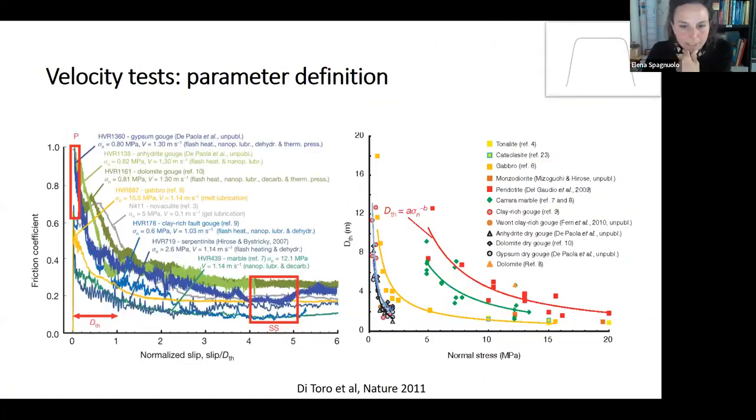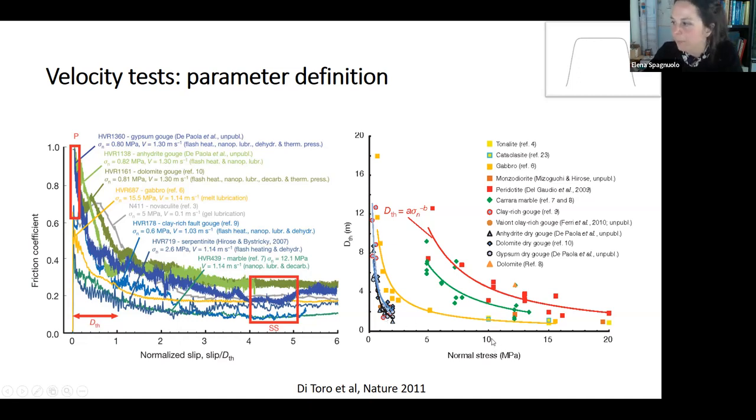When we do velocity tests, what we want to measure is essentially the friction coefficient during high velocity, the slip it takes for the shear stress to drop, the peak in friction, and the dynamic friction, the one that we call steady state friction. Then we are also interested to see how this distance to achieve the stress drop depends on the normal stress.